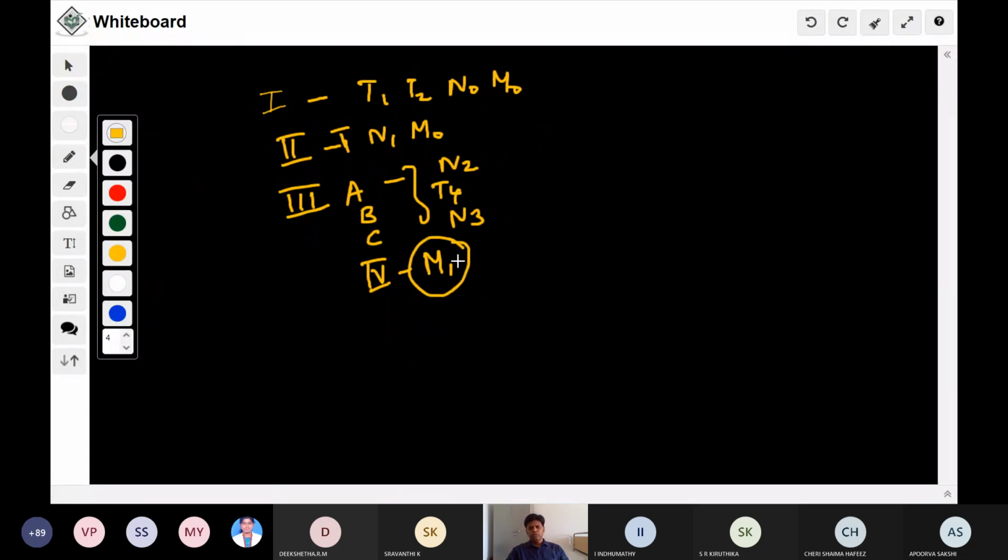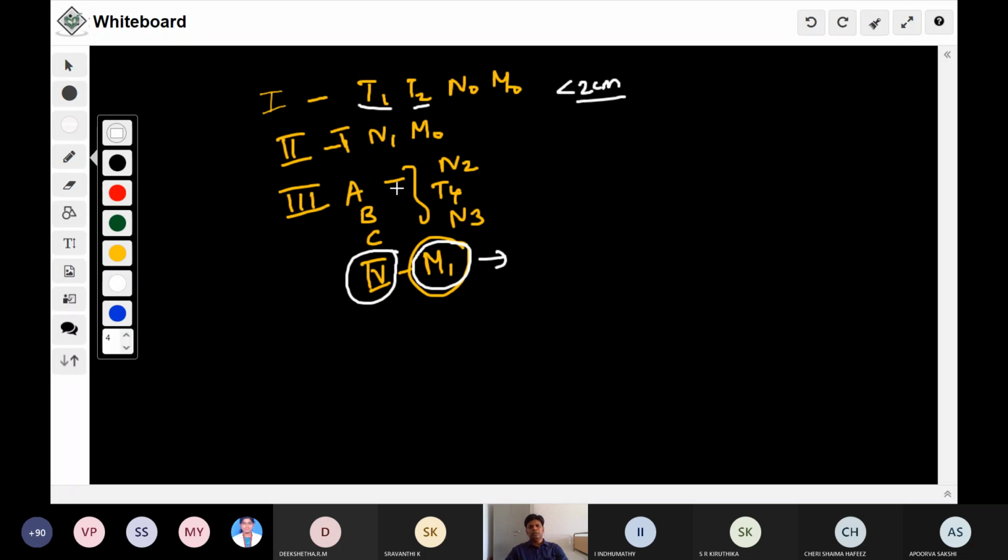Okay, so stage 1 and stage 4 are very easy to remember. Anything that presents with M1, irrespective of the tumor size, irrespective of the nodal status, anything that presents with distant metastasis, you can call a stage 4 disease. Similarly, stage 1 is any tumor less than 2 centimeter with no nodal involvement and no distant metastasis.